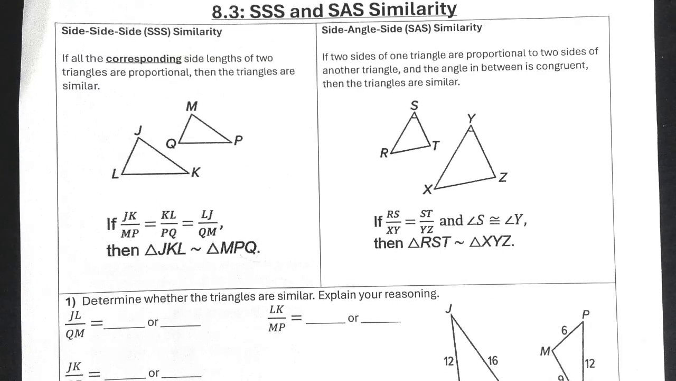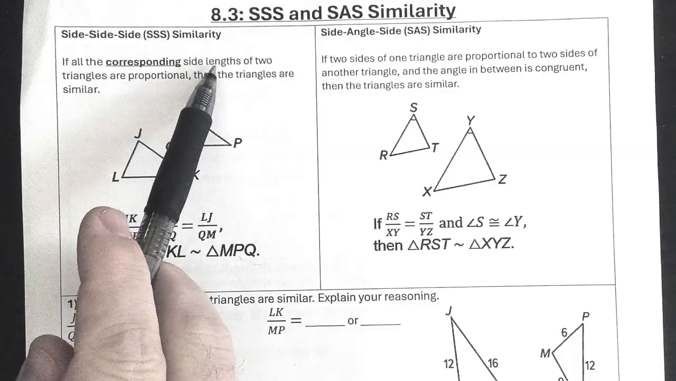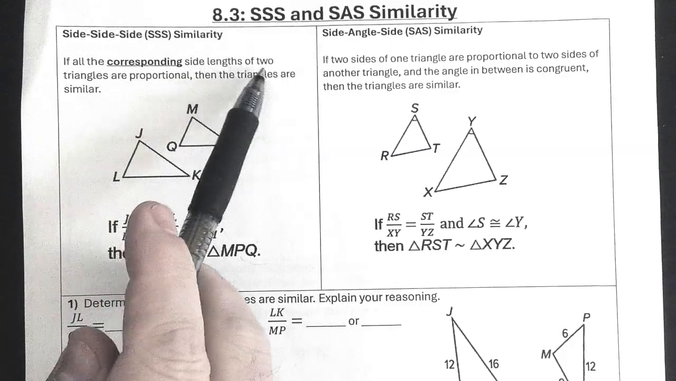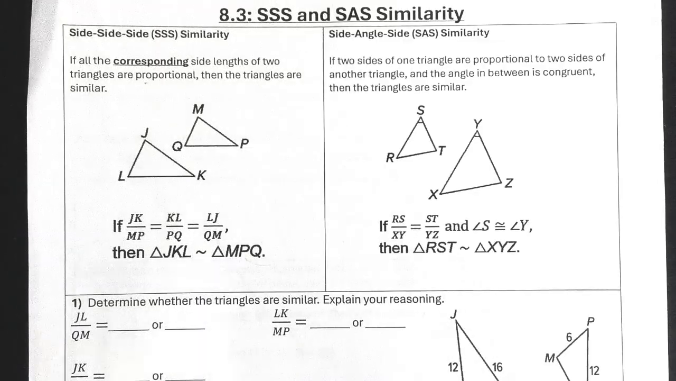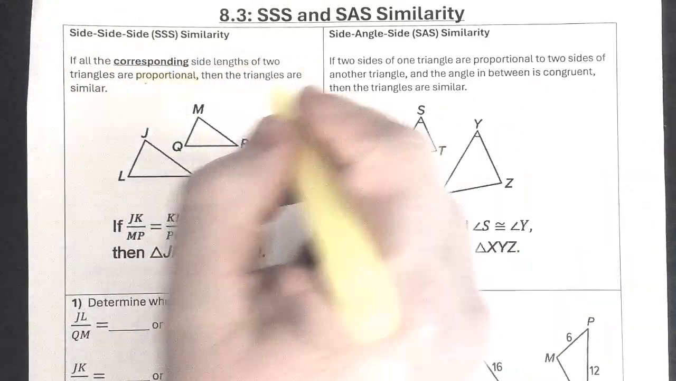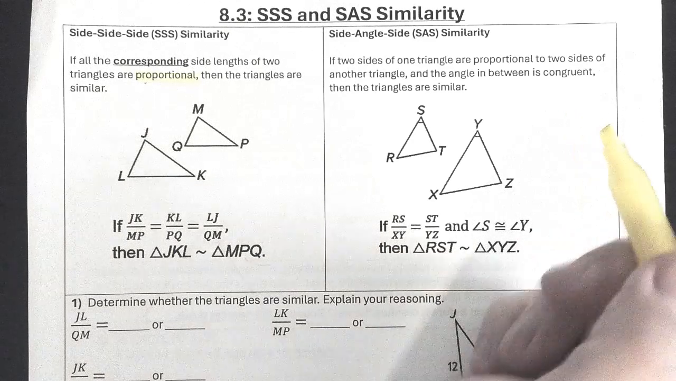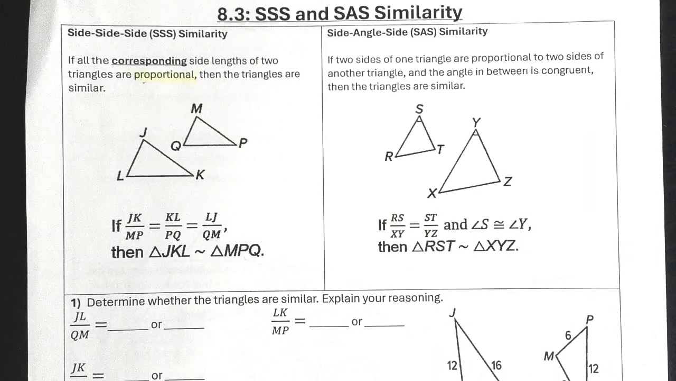So, look to the left. Start with side, side, side. If all the corresponding side lengths of two triangles are proportional, then the triangles are similar. All right, so what it means, they have to be in the same proportion like a fraction, like we were doing before. So we use this to prove the sides.